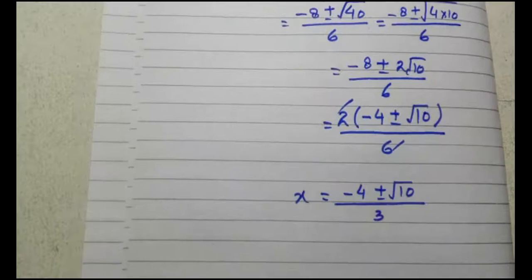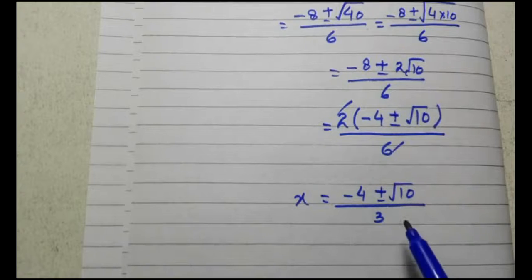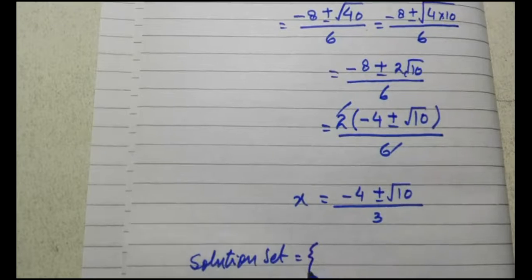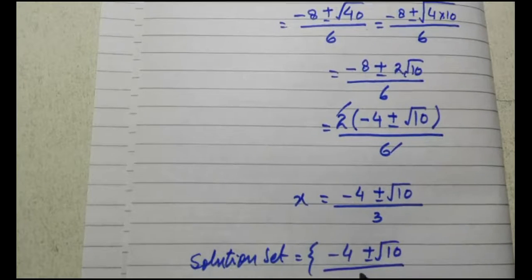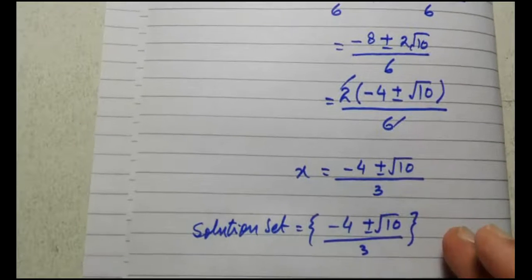You will see that no further simplification can be done because 10 cannot be further simplified, and we are not going to use decimals for this one. So we will write the solution set, and this will complete the question. It is a comparatively easier question. They are the two values of x which have been simplified.